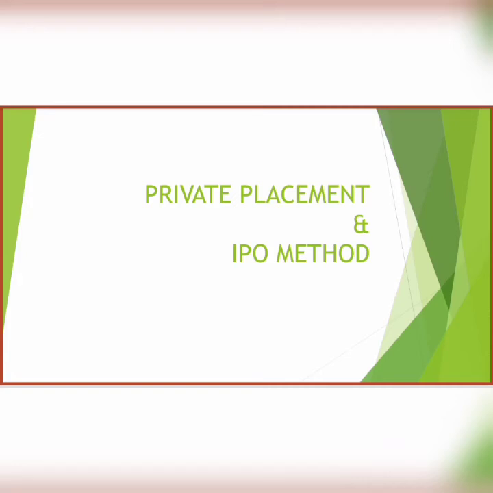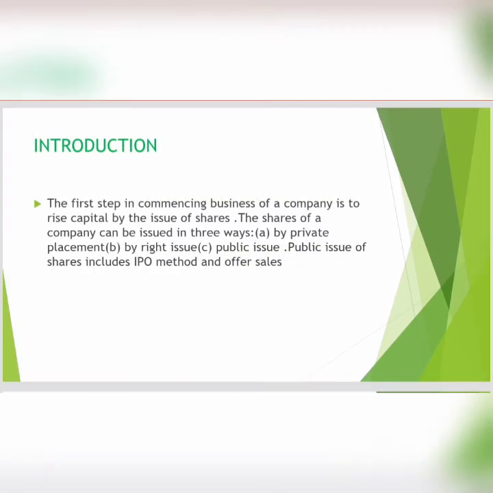Private placement and IPO method. The first step in commencing business of a company is to raise capital by the issue of shares. The shares of a company can be issued in three ways: by private placement, by rights issue, and public issue. Public issue of shares includes the IPO method and offer for sale.